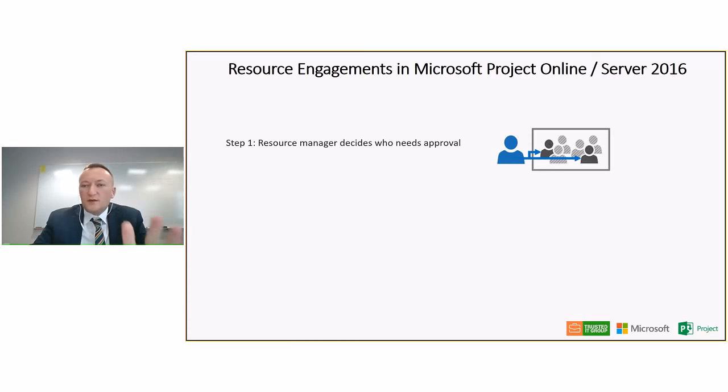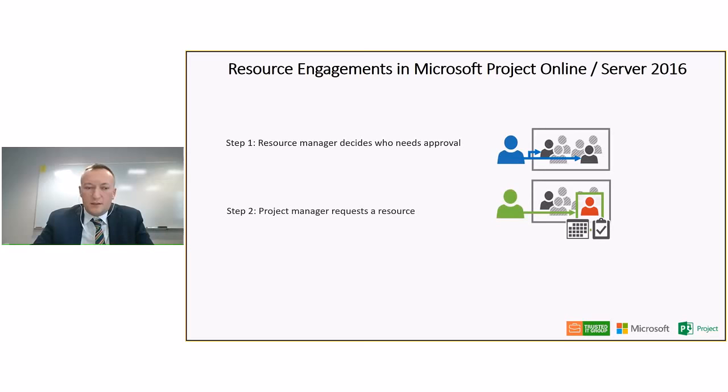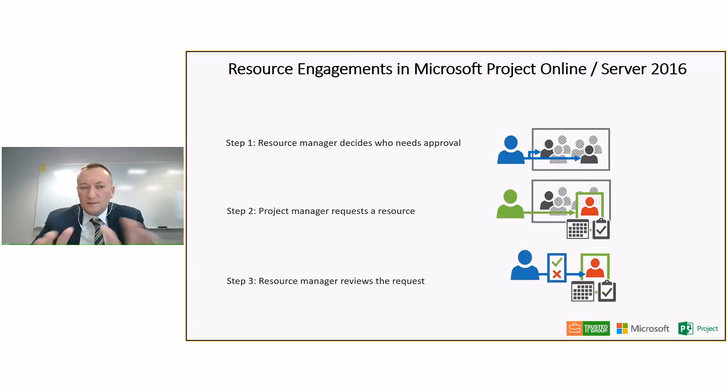So the engagements in Project Online and Project Server are a major three steps. Let me get you the three steps right here. Step number 1, the resource manager decides who needs approval. The resource manager can say that this team needs approval before they get assigned to an actual task, or this team doesn't need approval when they get assigned to a task. So you can configure that, and the tool allows you to be very flexible on that.